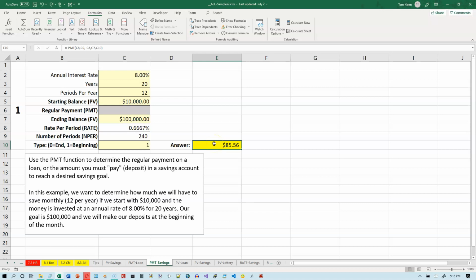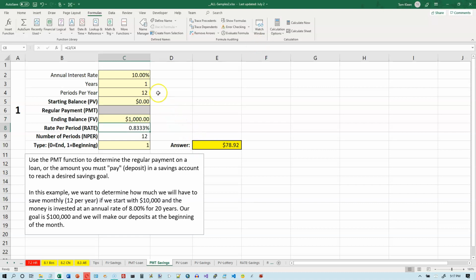Okay, now is that a reasonable number? It's kind of hard to tell with the numbers that we have here, so let's try something a little bit simpler. Let's go over here and put in 10%. 10% is easy to compute in your head. Let's do this for 1 year, 12 times a year. And let's start off with a balance of 0, so we're not going to be earning any interest on an accumulated balance. And then let's say that our goal is $1,000 and hit enter.